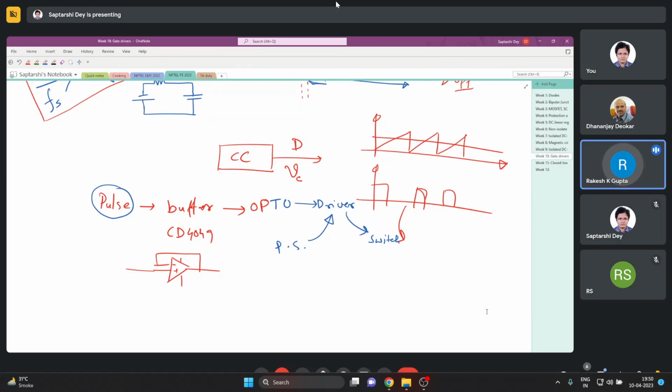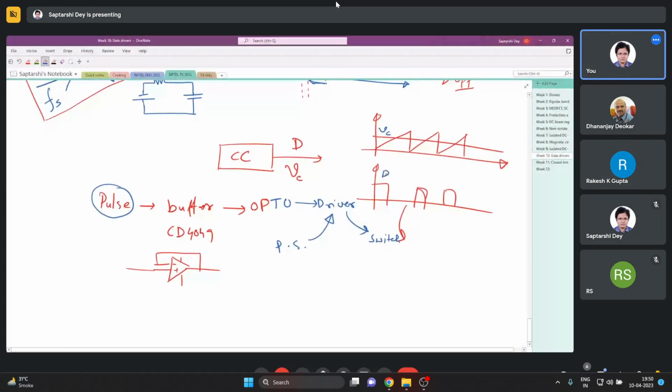So this will give you a variable with pulses. It means D and 1 minus D will be variable. If you look at this voltage, this VC, that is being compared with the sawtooth, this duty ratio is directly proportional to VC.